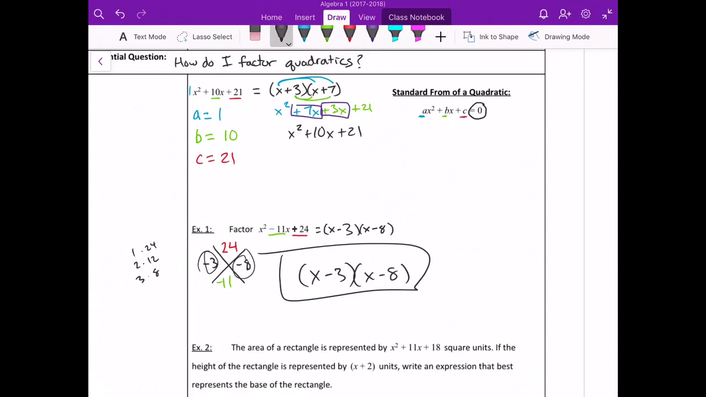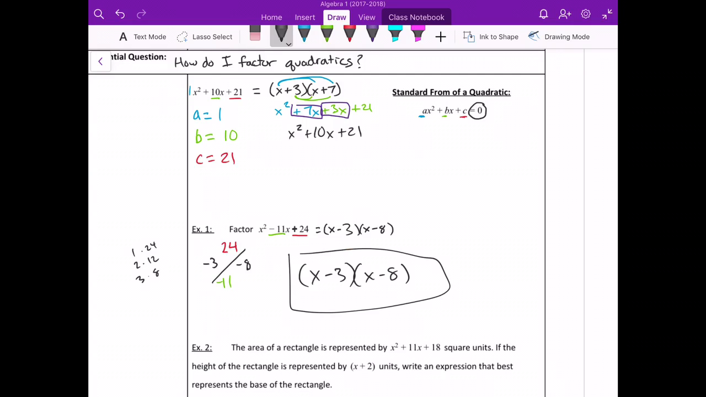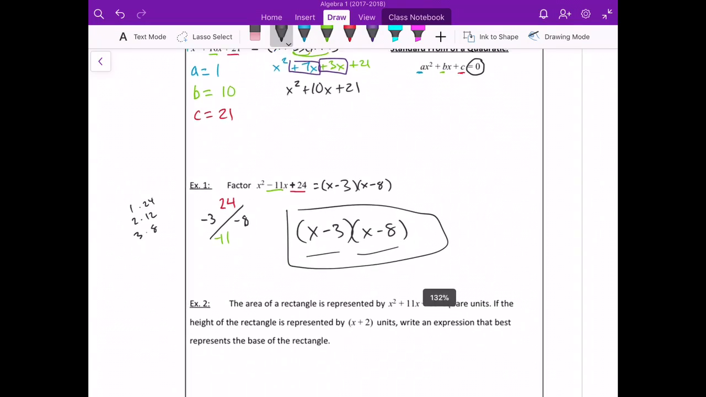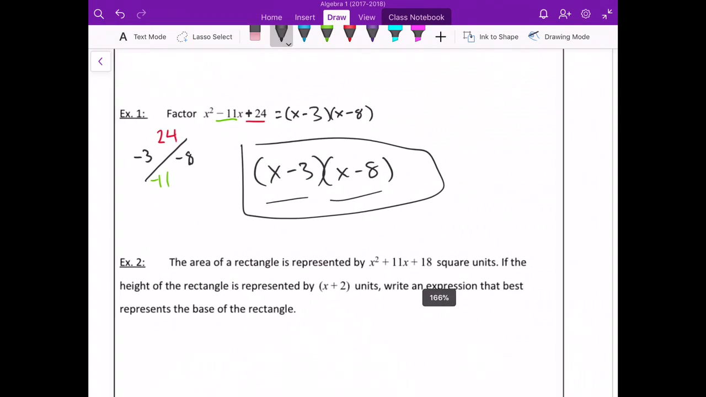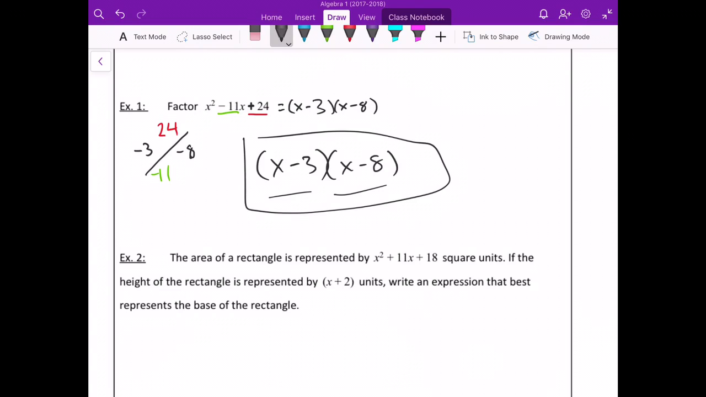All right, so we have our answer there. That's a factored form. There's two factors to a quadratic, okay? So each factor, one would be x minus 3, the other is x minus 8. All right, let's talk about a real situation where I give you the area and we know one of the factors. What do we do?